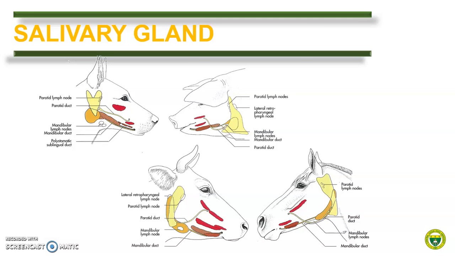Anatomically, animals differ in the opening of the parotid duct. In dogs, it opens at the level of the upper carnassial teeth. In cats, the duct opens at the level of the second cheek teeth. In horse and in ruminants, it opens at the level of the third cheek teeth, while in pig, it opens at the level of the third and fourth cheek teeth.